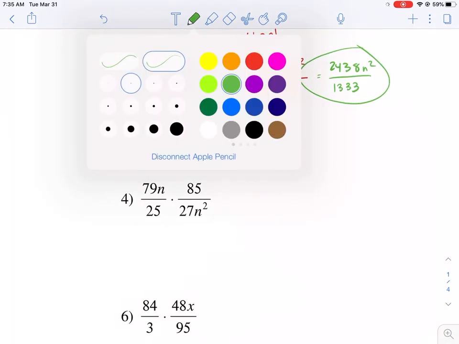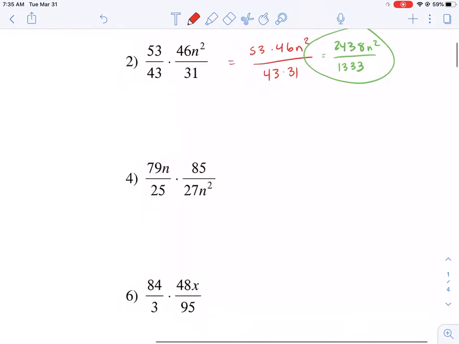So let's go ahead and jump to number 4. I'm going to be skipping around. So for number 4, we're going to have some items that can reduce, which is a good thing. The first thing we recognize is that 85 and 25 can be reduced. So let me rewrite this as multiplication of the top times the top and the bottom times the bottom. 25 times 27n squared.